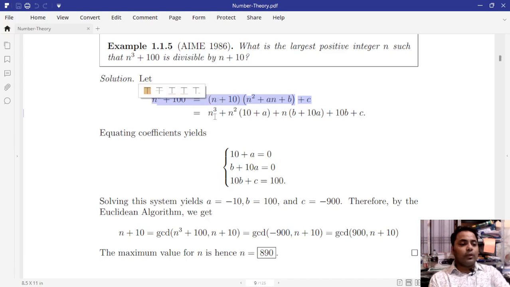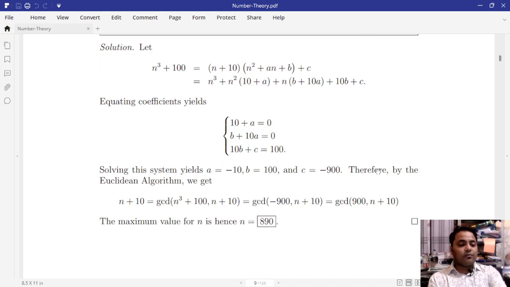which is equal to n^3 plus n^2 (10 plus a) plus n (b plus 10a) plus 10b plus c. Equating the coefficients yields 10 plus a equals 0, b plus 10a equals 0, and 10b plus c equals 100. Solving this system yields a equals minus 10, b equals 100, and c equals minus 900. Therefore, by the Euclidean algorithm, we get GCD of n^3 plus 100 and n plus 10 equals GCD of minus 900 and n plus 10, which equals GCD of 900 and n plus 10. The maximum value of n is hence n equals 890.